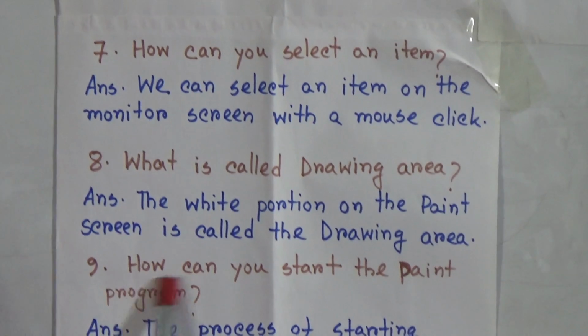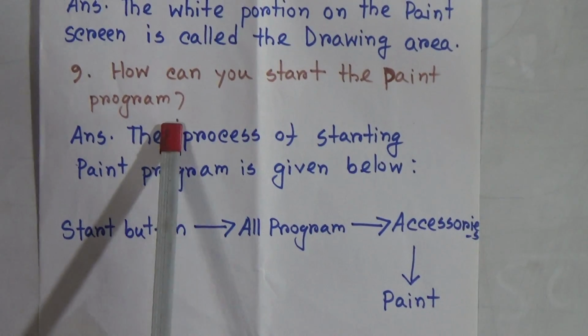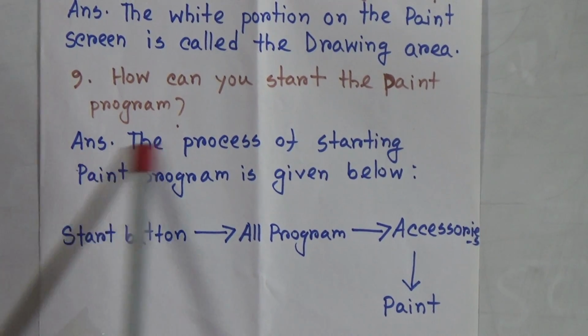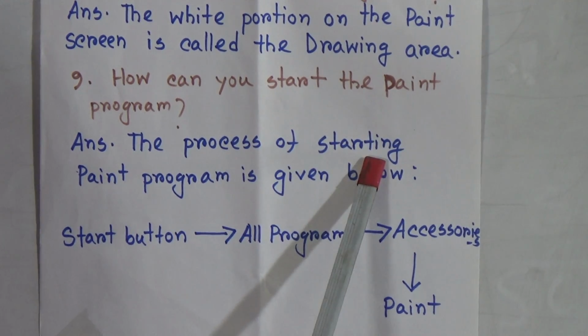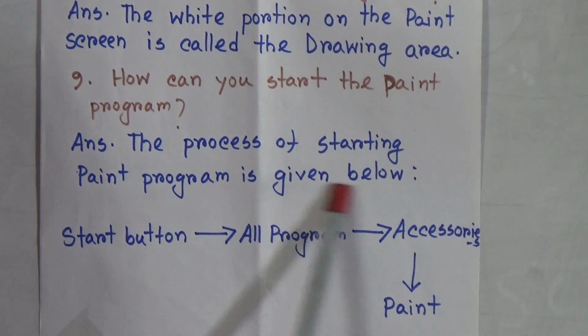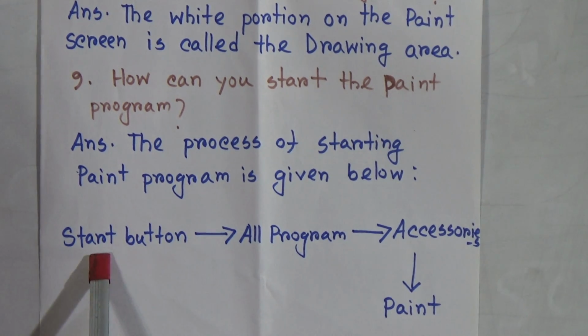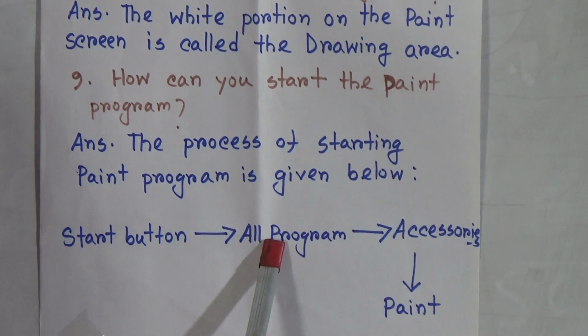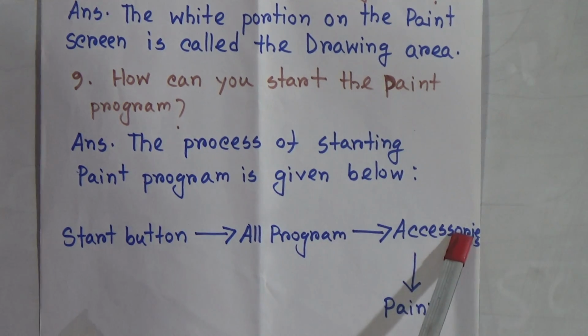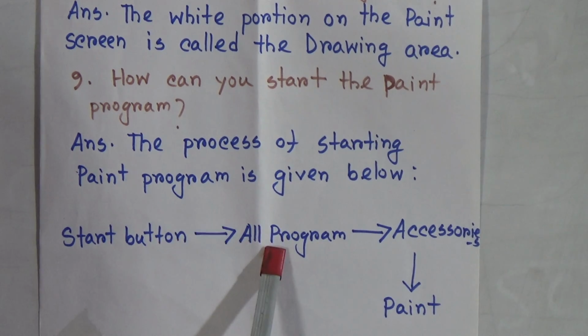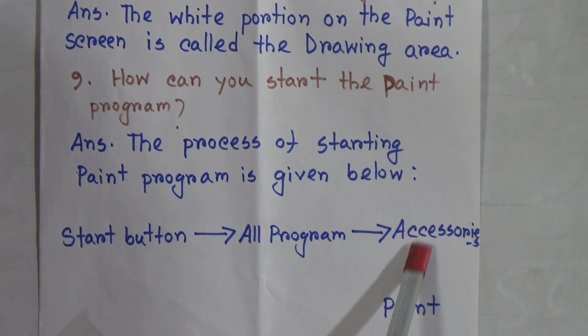Number 9. How can you start the paint program? Answer is the process of starting paint program is given below. First step, start button, then all program, then accessories, and last one is paint.